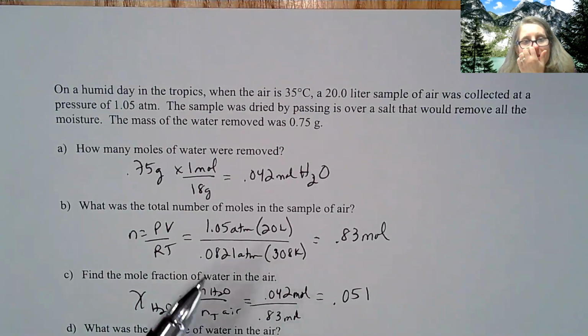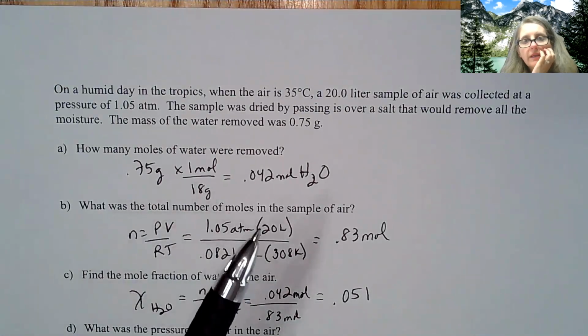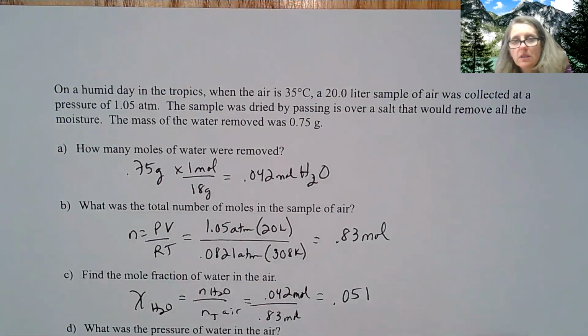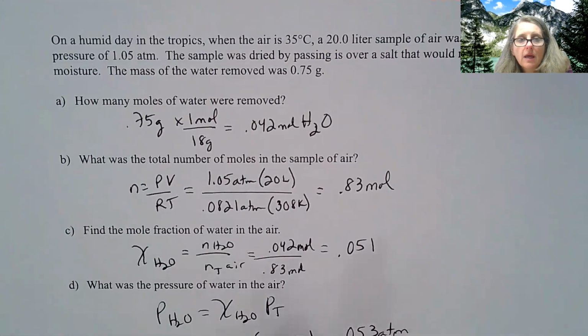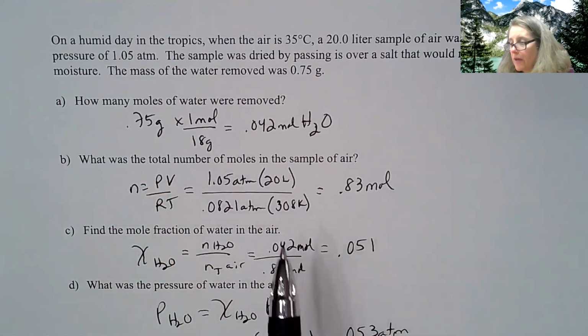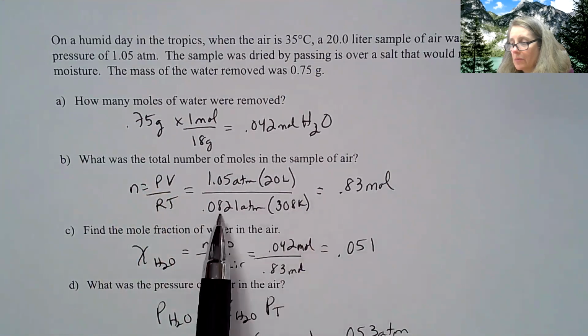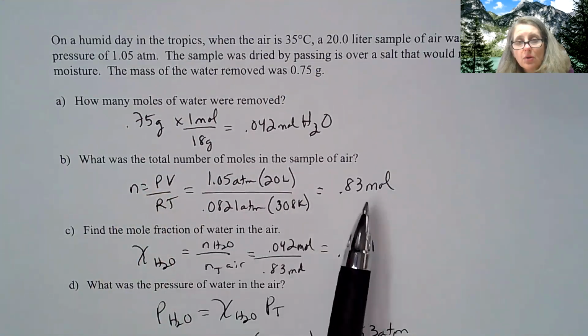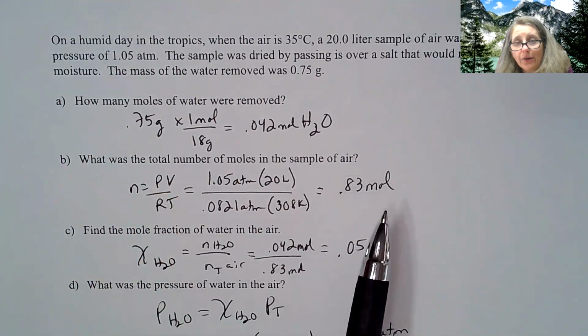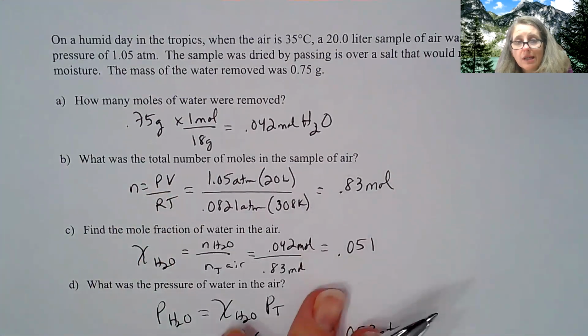So of course I was given so many grams of water, so I could easily convert that to moles. That's just a simple stoichiometry problem. Then the total number of moles of the sample of air: if I have the total pressure, I have the volume, I have R, and I have the temperature, I could get the number of moles of the air using PV equals nRT.